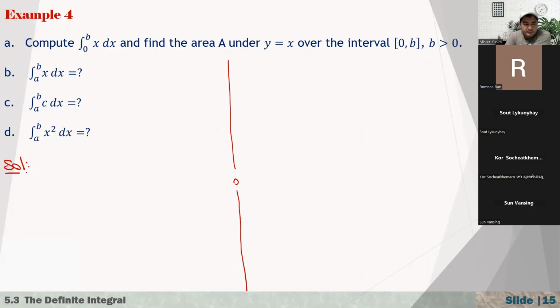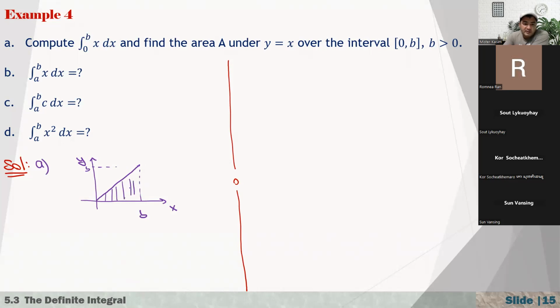Solution. Let's take the first one: compute the integral from 0 to b of x dx. It is something like this. This one is the x-axis, and this one is the y-axis. From 0 to b, we are talking about this function y equals x. This point is b, and this point is also b. And we are talking about this area.